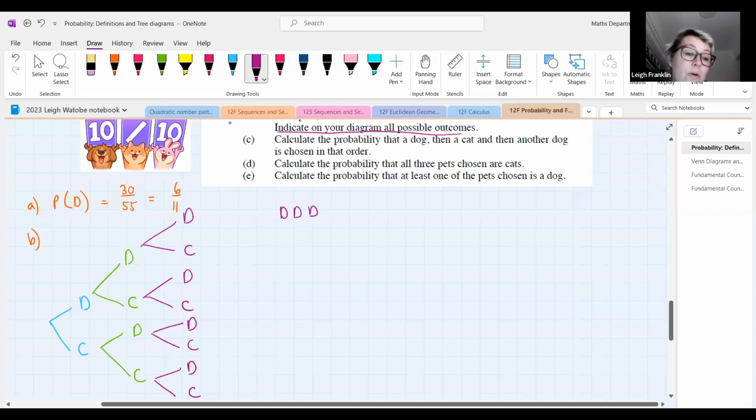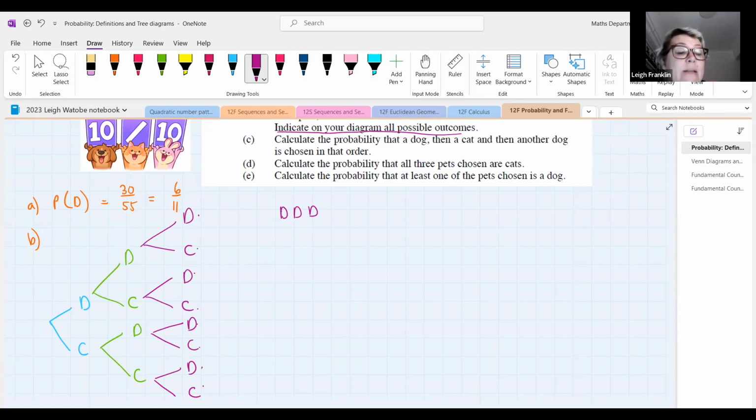followed by another dog. So there'll be 8, you can count them at the end here, 1, 2, 3, 4, 5, 6, 7, 8. So then you could list the 8 outcomes here. So then it would be dog, dog, cat, or dog, cat, dog, or dog, cat, cat. Okay, and then choosing a cat first, then a dog followed by another dog, or cat, dog, cat.